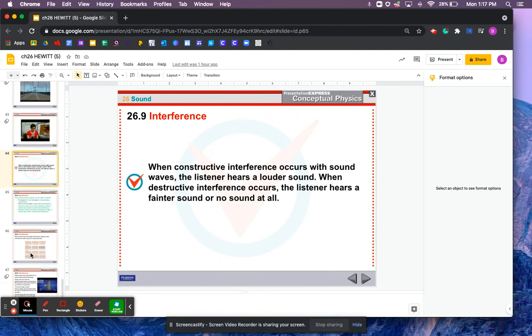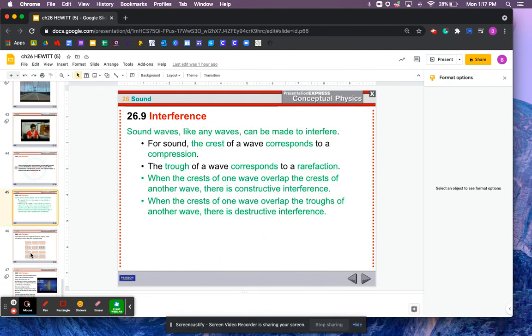The last thing we're going to go over is interference. We talked about interference when we talked about light. Now we're talking about the same type of interference, but for sound. For sound, remember we don't have crests and troughs, but we have compressions and rarefactions. When two rarefactions overlap or two compressions overlap, they're going to produce a bigger wave. If a rarefaction overlaps with a compression, that would be like a trough interfering with a crest, then it's going to decrease the size of the wave.